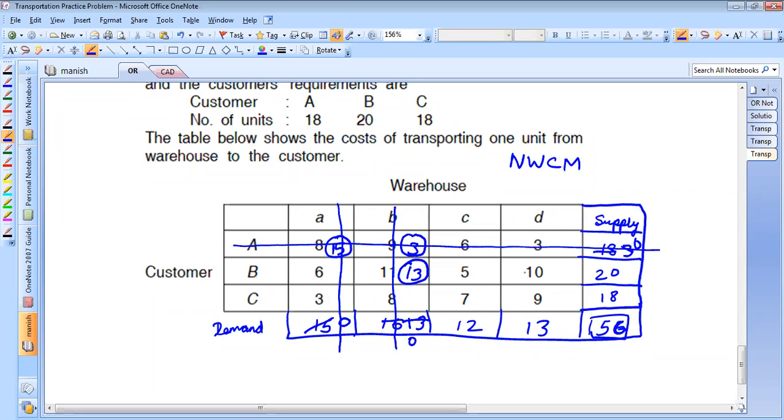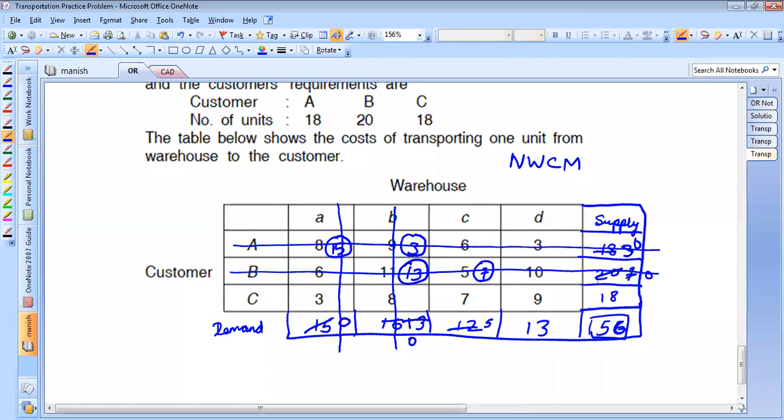We have now this column. So sorry, this will become 7. Then we'll allocate here 7. This will become 0. This row will get eliminated. 7 is done, so here 5 is left.